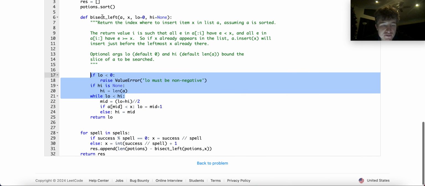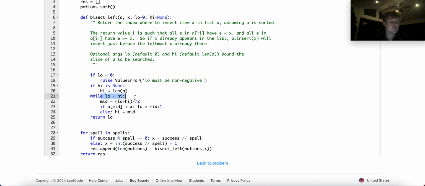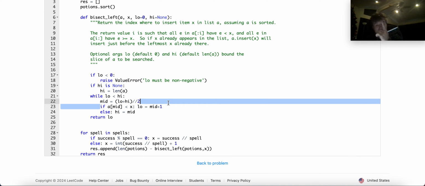Oh, I didn't even know that you could bisect left and give boundaries. You could provide boundaries. But, you know, low is 0, high at the top. So just like normal binary search, you have low at the bottom, high at the top. And then while low is less than high, it should be standard binary search. You look at the midpoint, halfway in between.